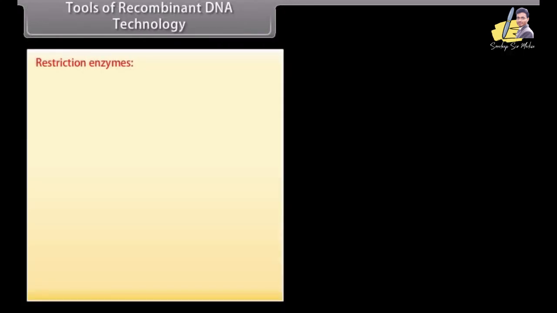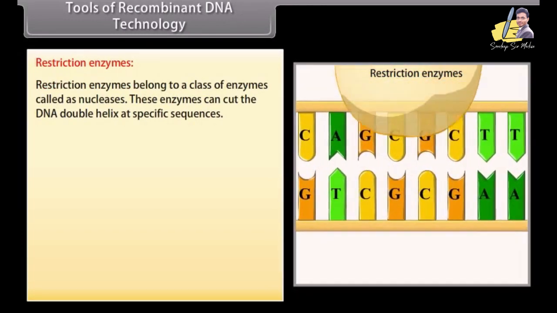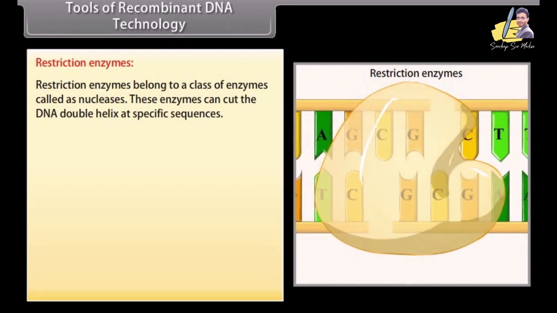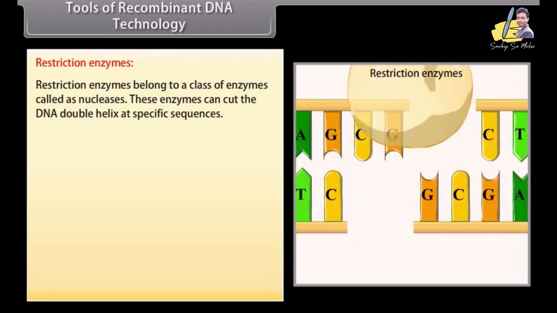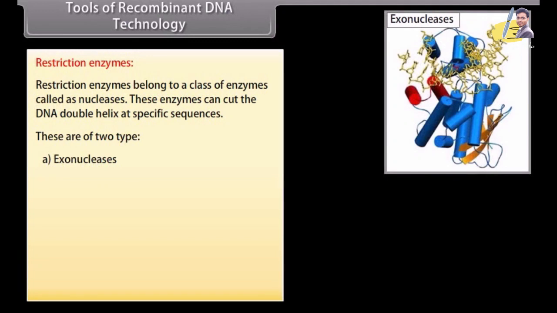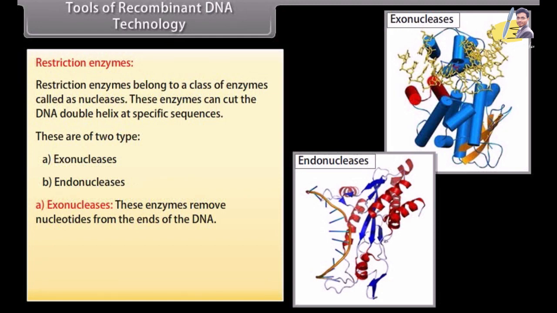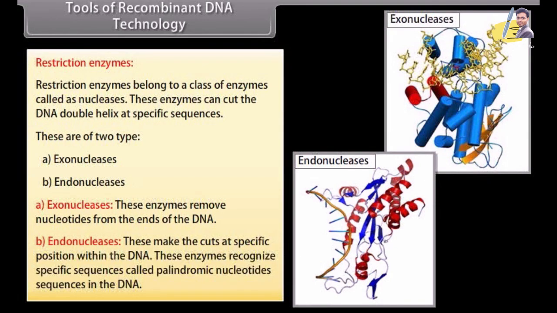Tools of recombinant DNA technology. Restriction enzymes. Restriction enzymes belong to a class of enzymes called nucleases. These enzymes can cut the DNA double helix at specific sequences. These are of two types: exonucleases and endonucleases. Exonucleases remove nucleotides from the ends of the DNA. Endonucleases make the cuts at specific positions within the DNA.